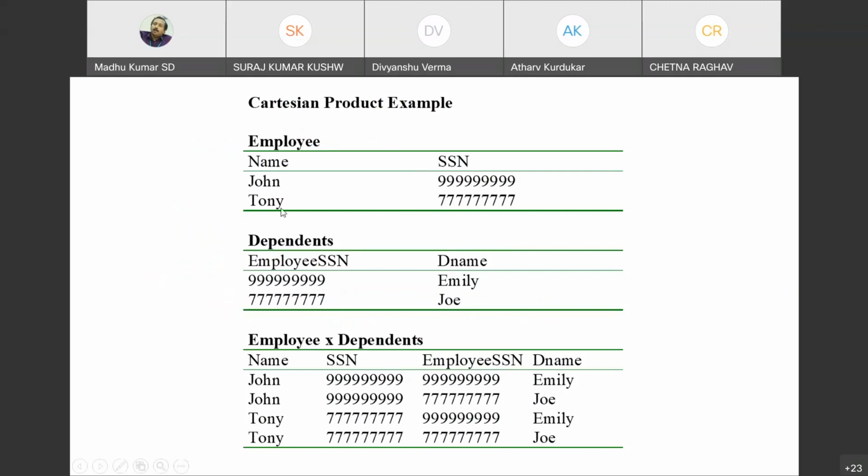So two examples are given here. So you have 6 tuples, or sorry, 5 tuples.